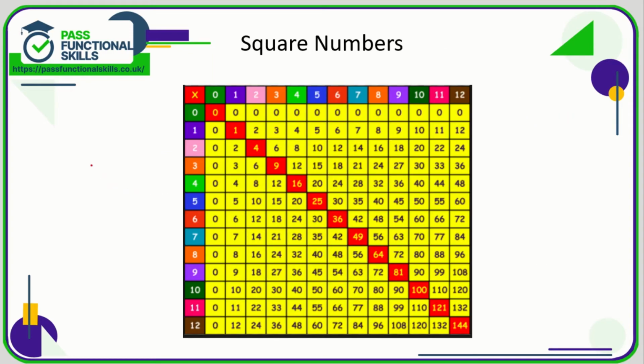Let's take a quick look at square numbers. When you multiply a number by itself, the answer will always be a square number. So 1 multiplied by itself, 1 times 1 is 1. 1 is a square number. 2 times 2 is 4, so 4 is a square number. 3 times 3 is 9. 9 is a square number. 4 times 4 is 16, so 16 is a square number. So all these numbers in red, these numbers are square numbers, and they're certainly worth remembering.